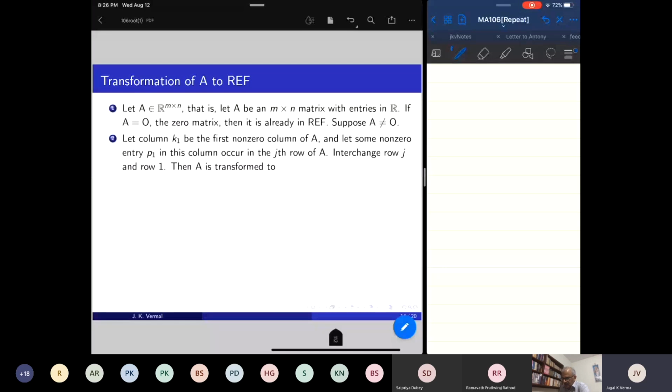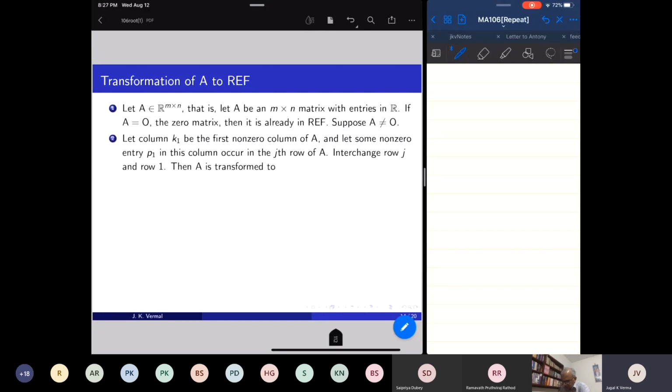Let column K1 be the first non-zero column of A, and let some non-zero entry P1 in this column vector be in the jth row. Now interchange row j with row 1. We scanned all the entries of the K1 column and found that the first non-zero entry occurs in the jth row. We will interchange the first row with the jth row. So this is a definite algorithm. We want all the zero rows at the bottom.